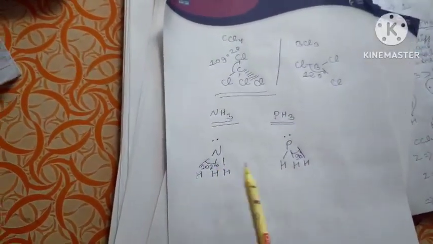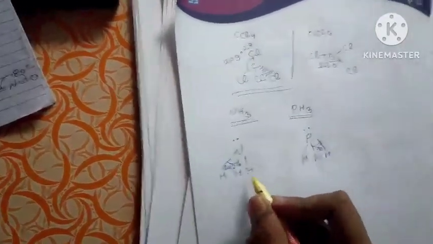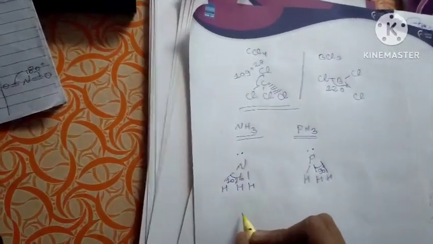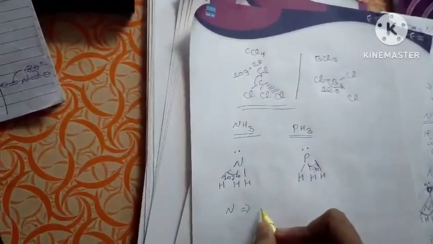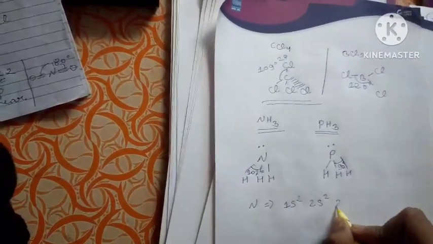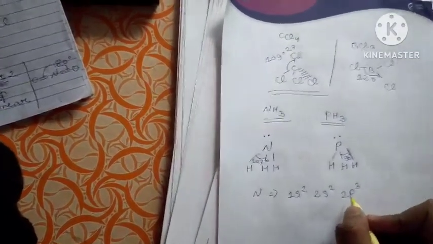And as we can see, there is a very large difference between the bond angles of these two molecules. This is happening due to Drago's rule. First of all, we will write the electrons according to their energy level. So first we will write the electronic configuration of nitrogen in NH3. The atomic number of nitrogen is 7, that is 1s2, 2s2, 2p3.